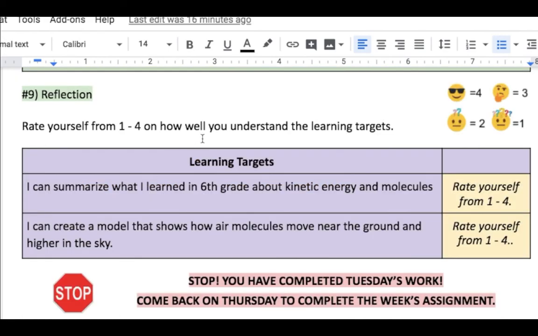Finally, rate yourself from 1 to 4 on how well you understand the targets, and stop. You've completed Tuesday's work. Don't turn it in yet. You'll come back on Thursday to complete the assignment.